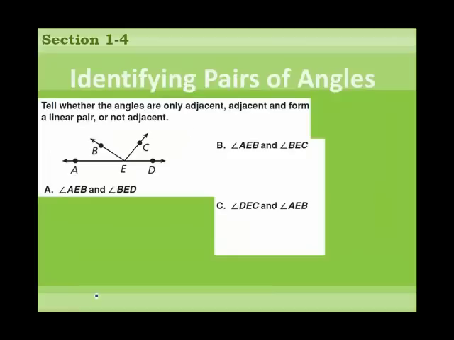So let's see if we can identify whether or not some angles are adjacent and form a linear pair, or not adjacent at all. If we look here at angle AEB and angle BED, they have a common vertex, which is E, a common side, EB, and EA and ED form a linear pair, or are opposite rays. So therefore they form a linear pair. So these are adjacent and a linear pair.